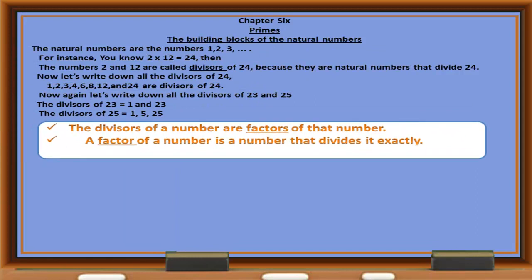The divisors of a number are factors of that number. A factor of a number is a number that divides it exactly. Therefore, the divisors of a number are called factors of that number. A factor is a number that divides it exactly.